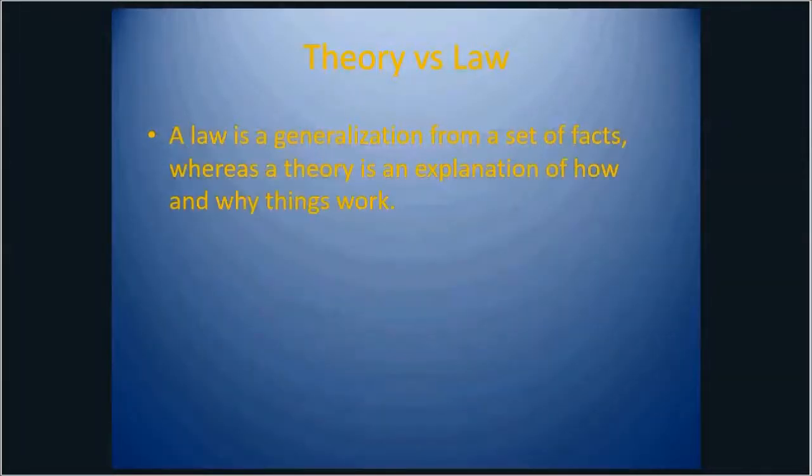So a law is a generalization from a set of facts, typically written mathematically, and a theory is just an explanation of how and why things work. The law is what's happening, just real quick, here's your mathematical equation, and your theory is how it works, why it works, a whole lot more detail, a lot more in depth, a lot more evidence there. It's not just a simple statement.